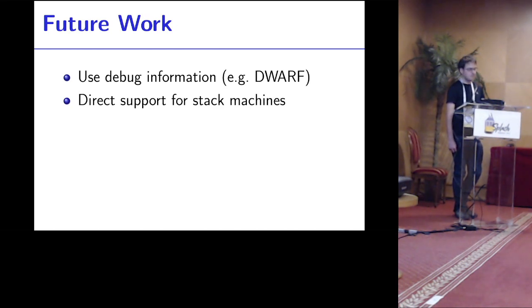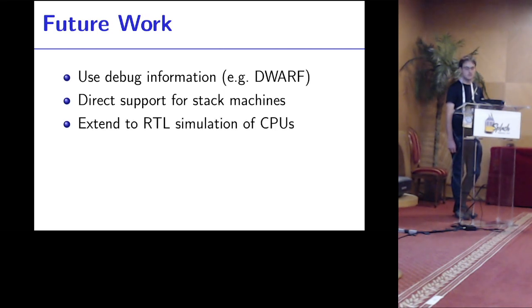Another future work piece is that right now the trace tool is purely intended for register machines because it was originally developed to debug low-level interpreters, but a lot of programming language virtual machines use stack machines internally, and it would be very useful to have direct support for this in the system. And finally, this approach also applies to actual hardware because you can simulate your virtual CPU, RTL simulation, and you would get a simulation trace, and a very similar approach would apply there too. And yeah, that's it from my side.